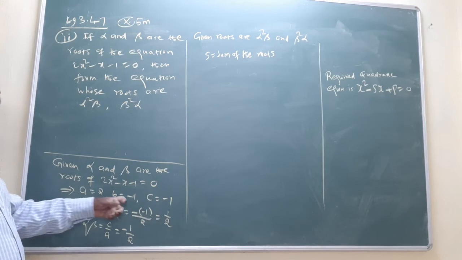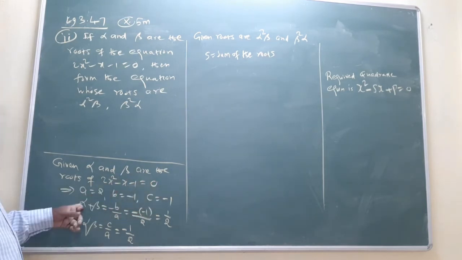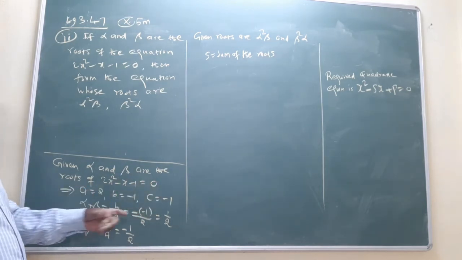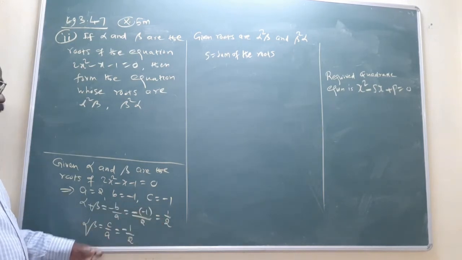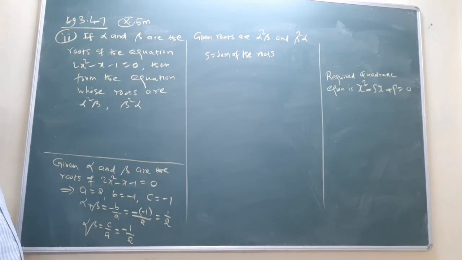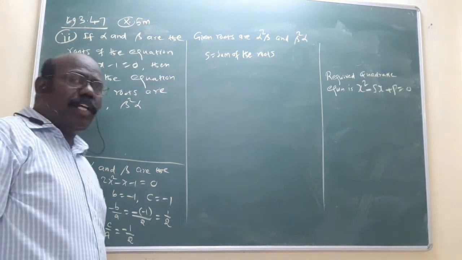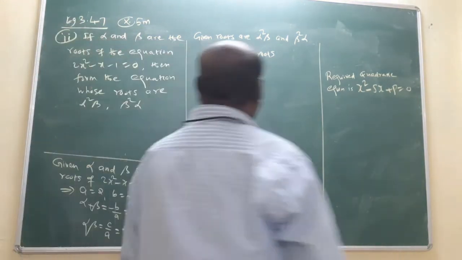A is 2, B is minus 1, C is minus 1. Alpha plus beta is minus B by A. Substitute the B value and A value, you get 1 by 2. Alpha into beta is C by A, equal to minus 1 by 2. That's all. Now, the given roots are alpha square beta and beta square alpha.